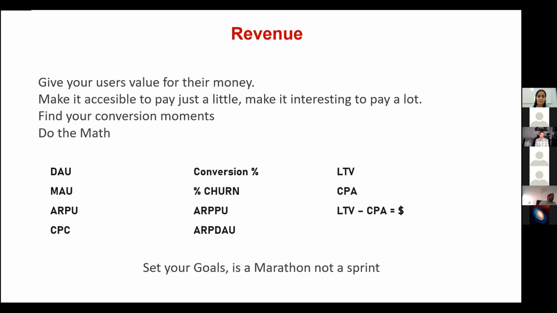Okay, first thing, check your users: daily active users, monthly active users. How many people do I have in my game? Average revenue per user is just going to be a main gauge. It's not going to be the holy grail of everything, but it can give you an estimate of how things are working. CPC is the cost per click.